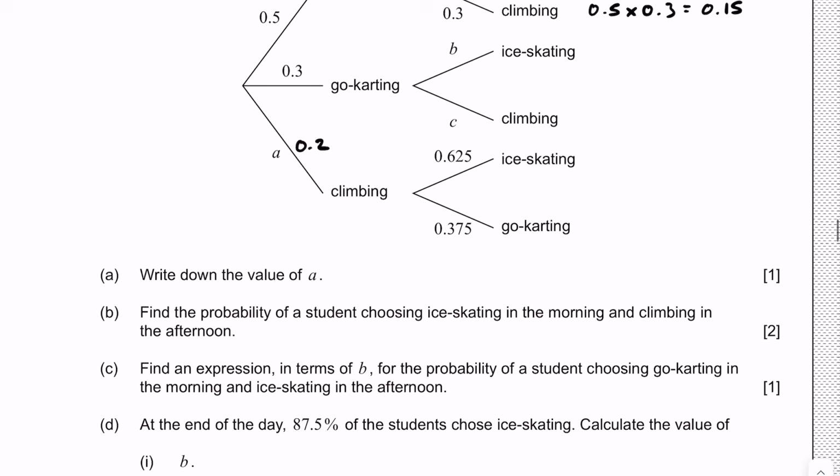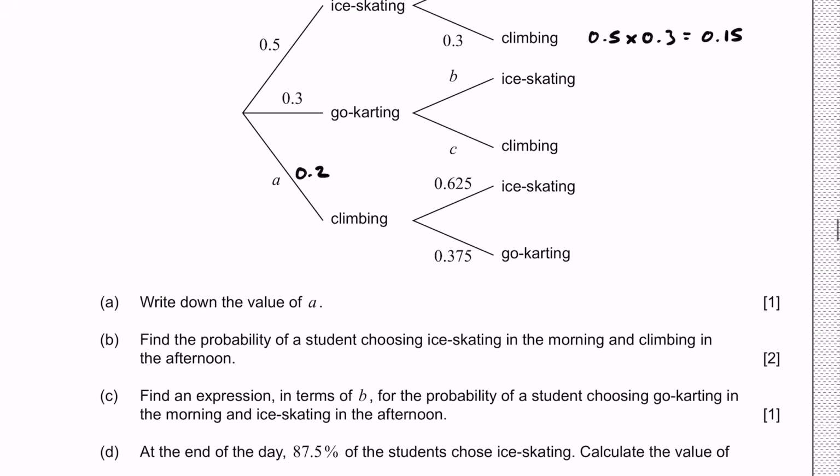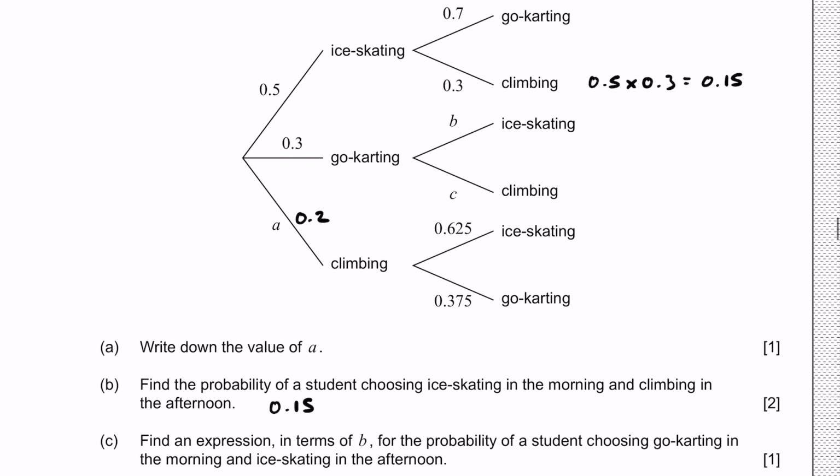All right, writing that out. Since it's a find, we'd want to show process as well. So just be careful. Instead of writing just 0.15, show process.